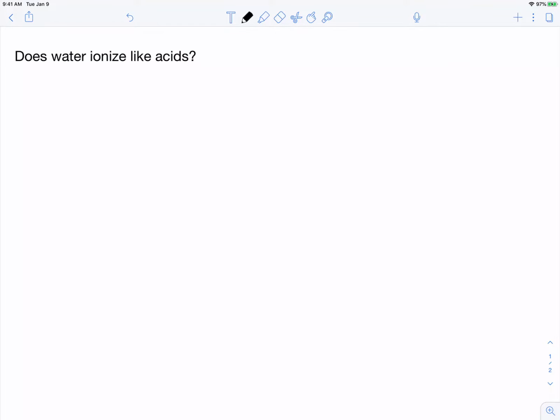In our study of acids and bases, we need to start with water, and we want a way to measure a solution's concentration as an acid or base. But again, as I said, we need to start with water. We know that acids ionize.